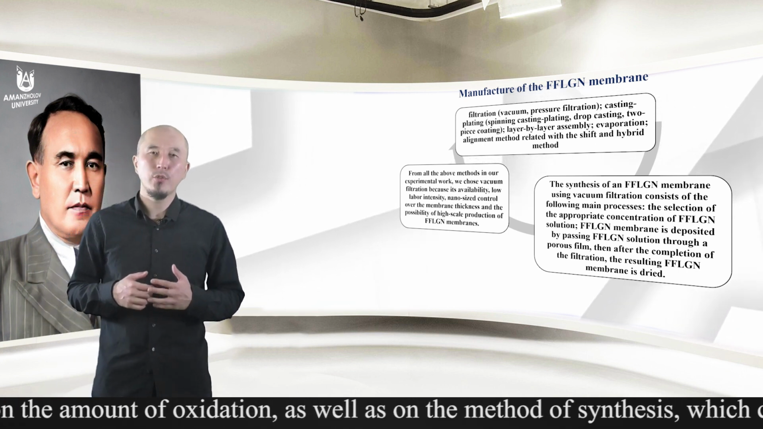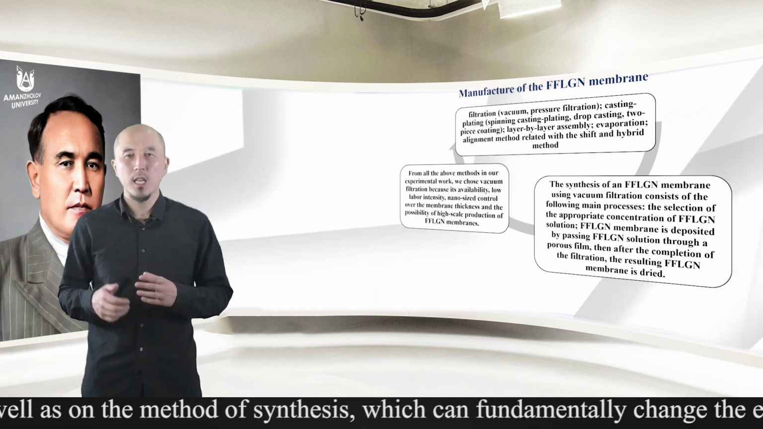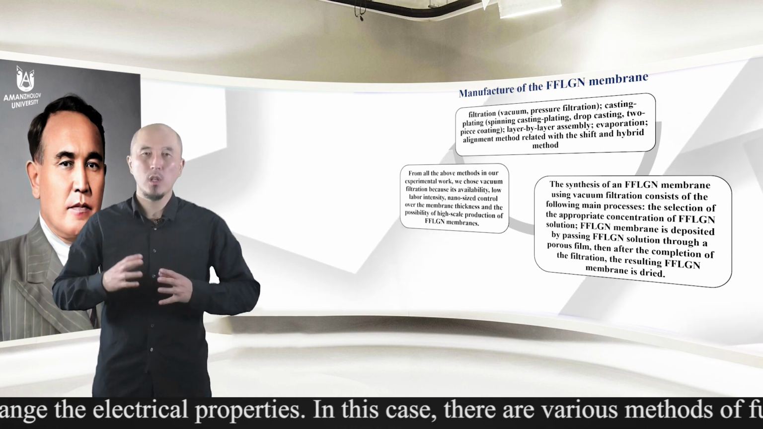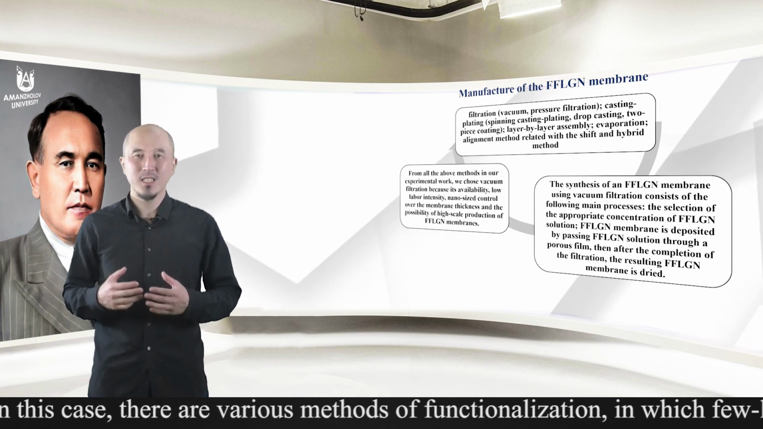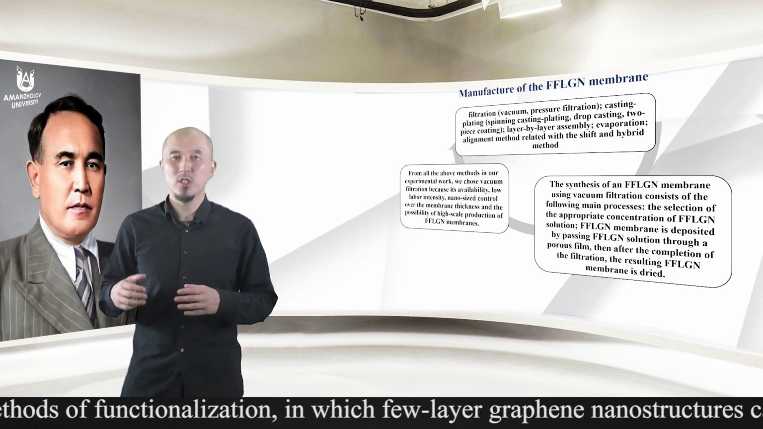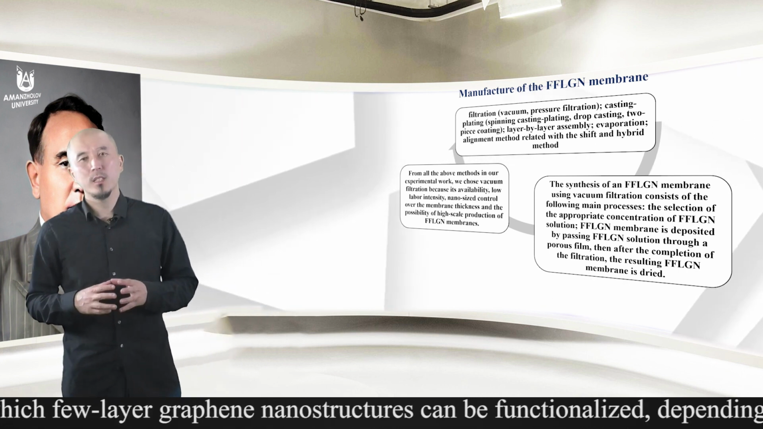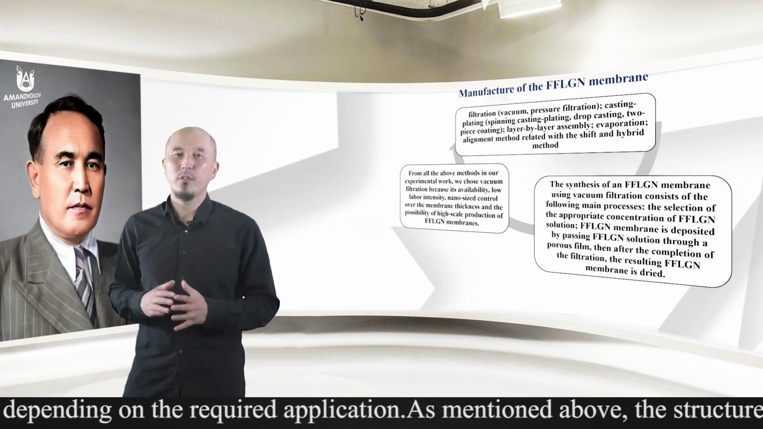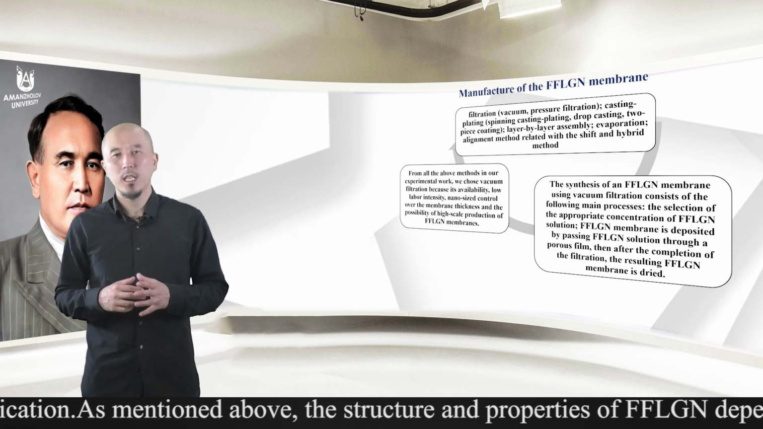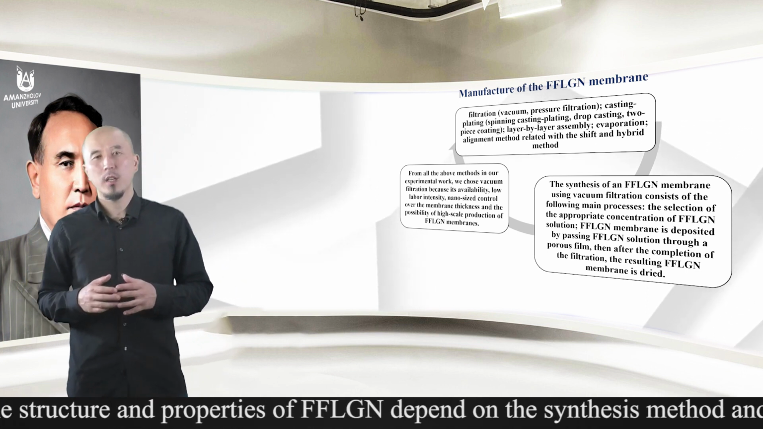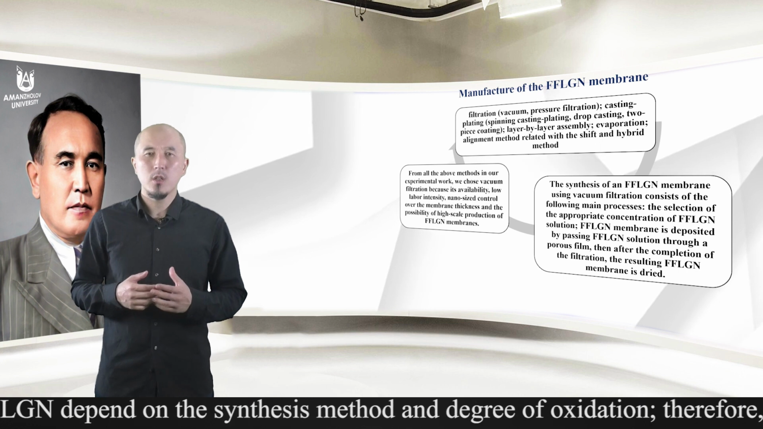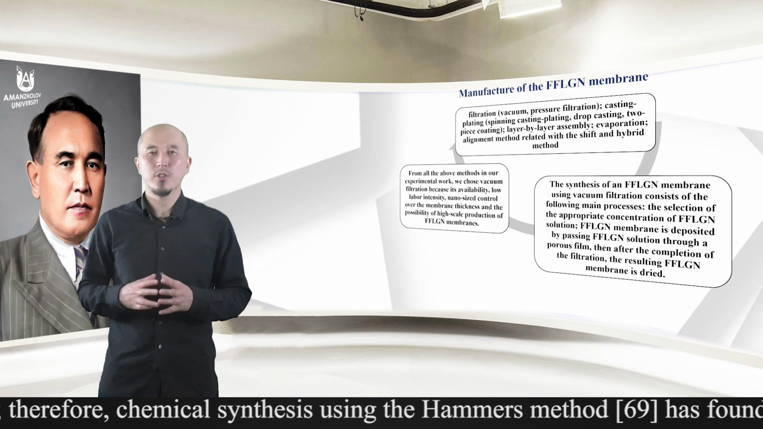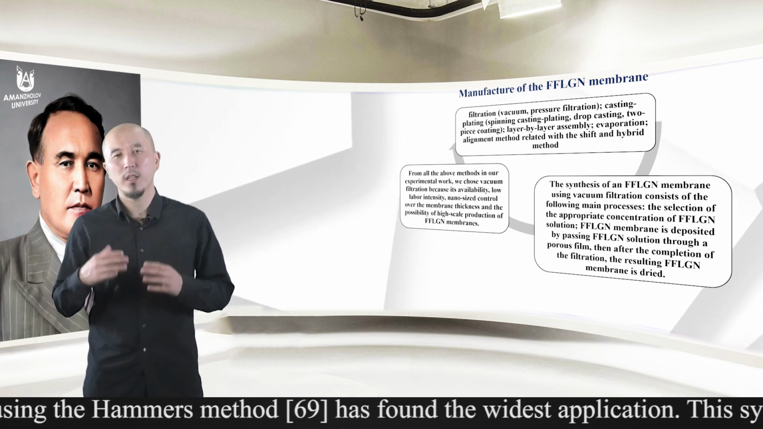Basically, the conductivity of FFLGN depends on the functionalization, that is, on the amount of oxidation, as well as on the method of synthesis, which can fundamentally change the electrical properties. In this case, there are various methods of functionalization by which few-layer graphene nanosheets can be functionalized depending on the application. As mentioned above, the structure and properties of FFLGN depend on the synthesis method and degree of oxidation.